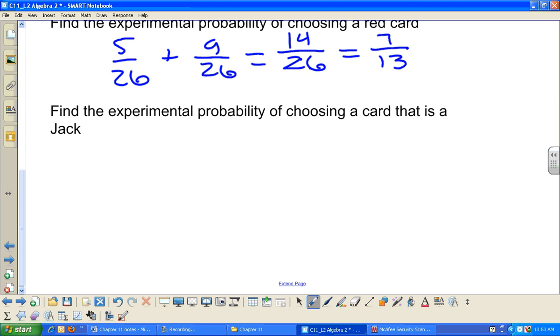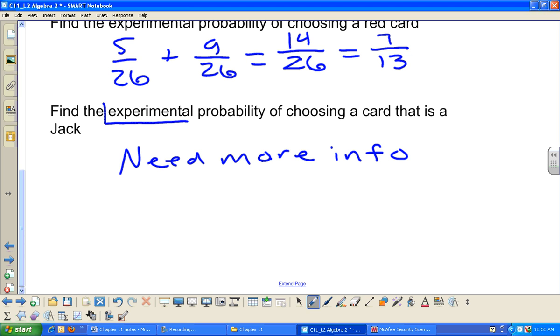What's the experimental probability of choosing a card that's a jack? Nowhere on this chart is it talking about jacks. So we need more info. We could find a theoretical probability of choosing a jack, but since it states experimental, we would have to have more info here.